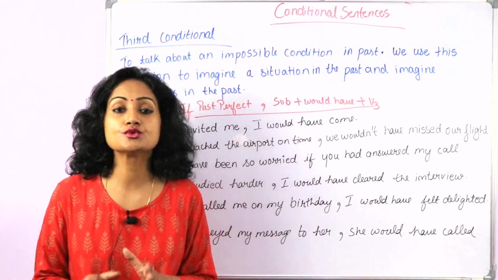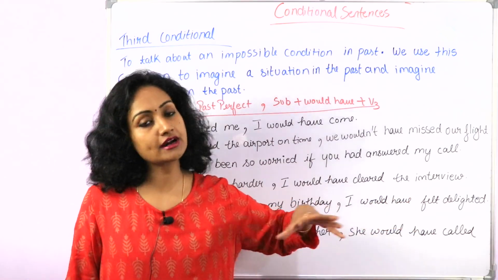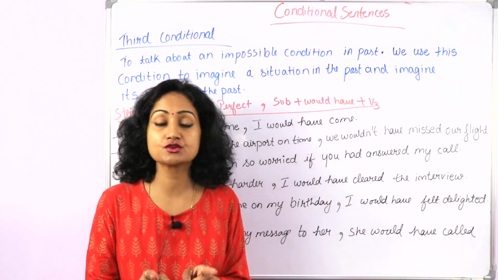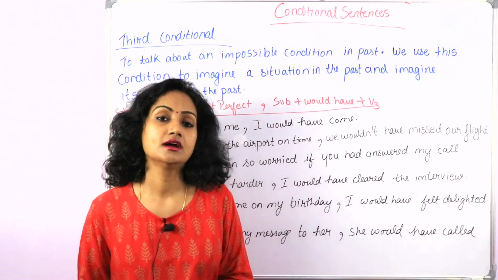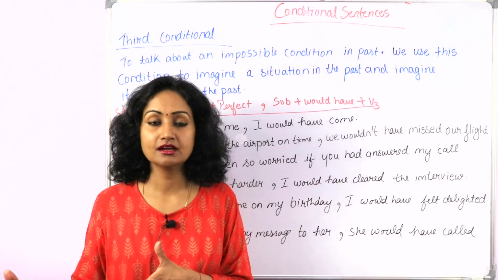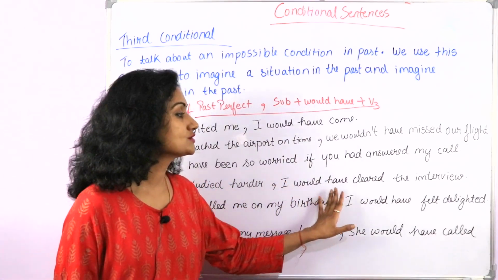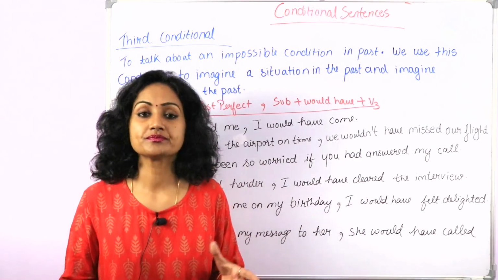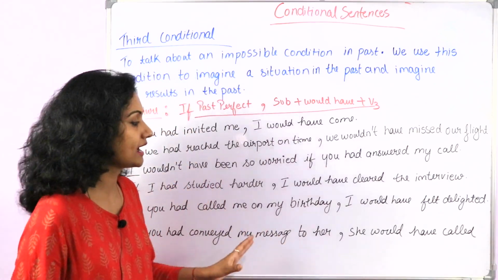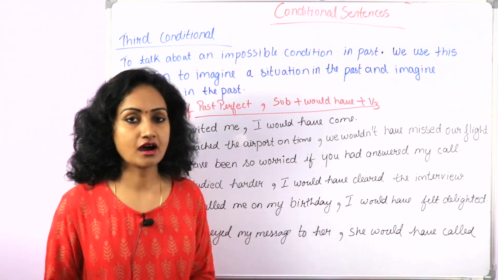And you can use could have as well. I could have cleared the interview. So again, for possibility, I could have cleared the interview, and could have can also be used for ability in past. So you had that ability that if you had studied harder, I could have cleared the interview. So it was possible, you had that ability, but that didn't happen because you had not studied harder.